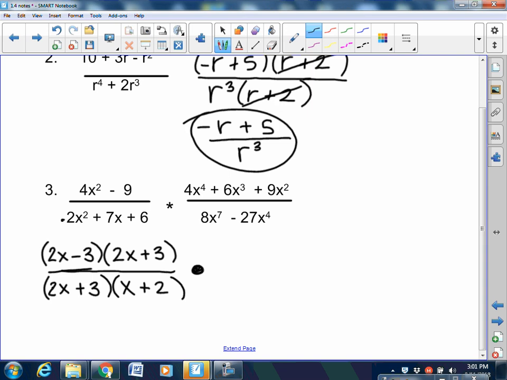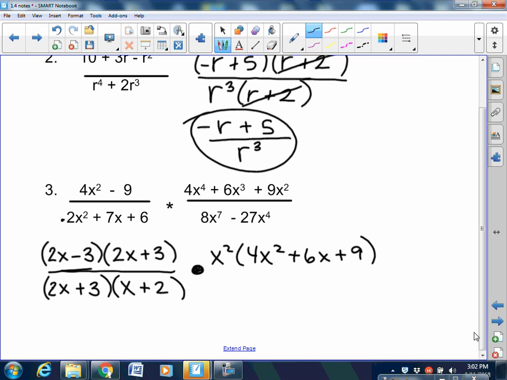The trinomial looks really complicated. If somebody in this room doesn't know what to do, what would you tell them? GCF. It makes a huge difference when you take out the greatest common factor, which is x squared, which gives you x squared times 4x squared plus 6x plus 9.